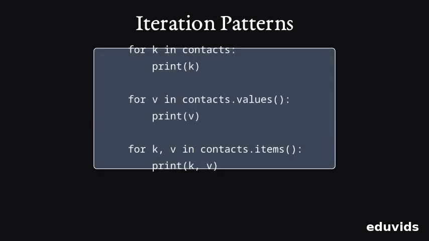Loop over keys with for key in mydict, over values with for value in mydict.values, and over pairs with for key, value in mydict.items. Common helper methods are keys, values, and items. Each gives you a view you can iterate or turn into a list.